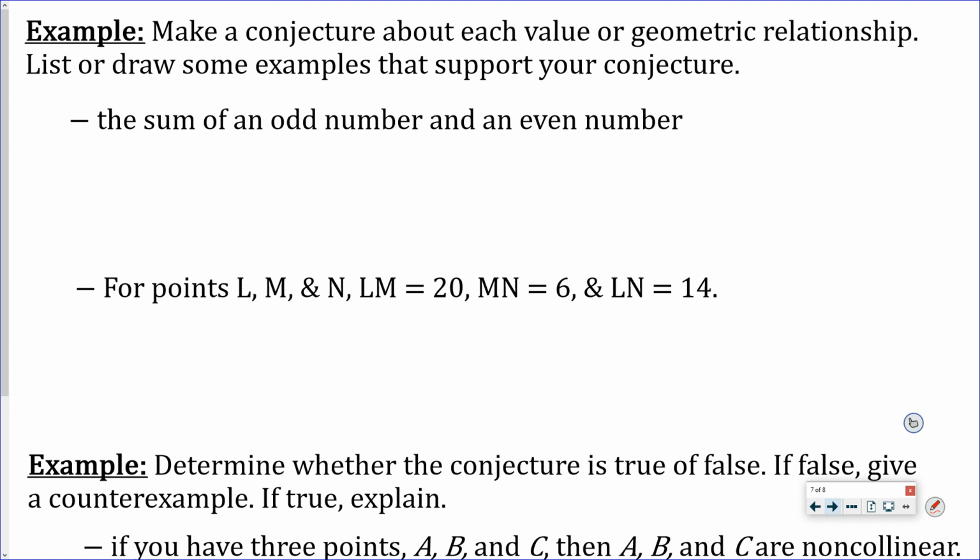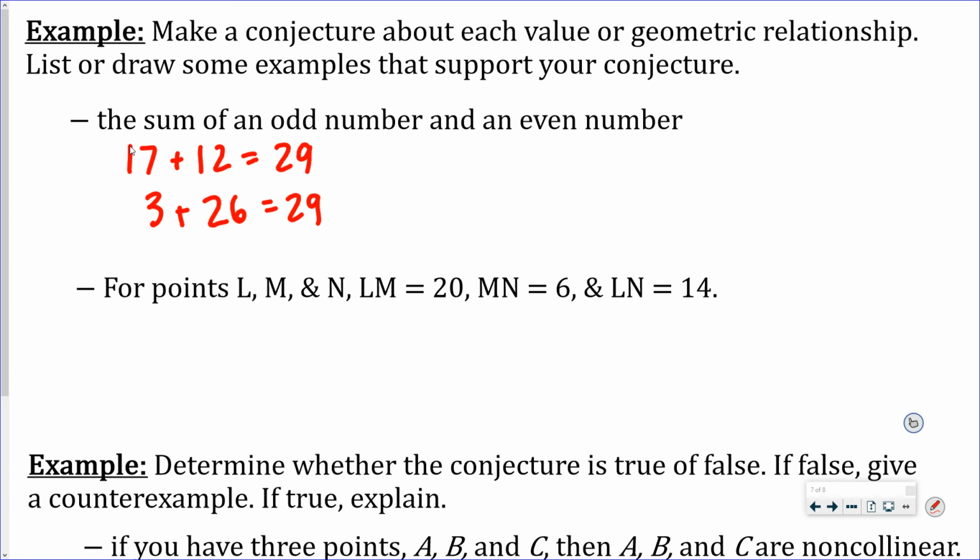So I picked an odd number. I'm just going to use the one I used in my notes. I picked 17. What does sum mean? Add, yep. And then I picked an even number. I picked 12. Added those together, I got 29. All right, somebody give me an odd number. 3. Somebody give me an even number. 26. Oh, those also add to 29. Maybe my conjecture is that anytime I add an odd number and an even number, I always get 29.